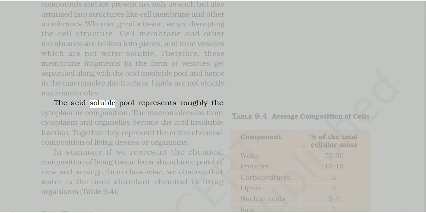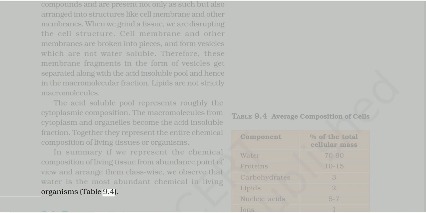The acid-soluble pool represents roughly the cytoplasmic composition. The macromolecules from cytoplasm and organelles become the acid-insoluble fraction. Together they represent the entire chemical composition of living tissues or organisms. In summary, if we represent the chemical composition of living tissue from an abundance point of view and arrange them class-wise, we observe that water is the most abundant chemical in living organisms.